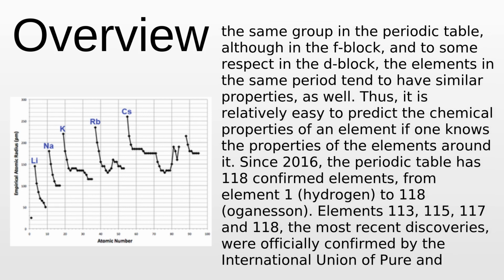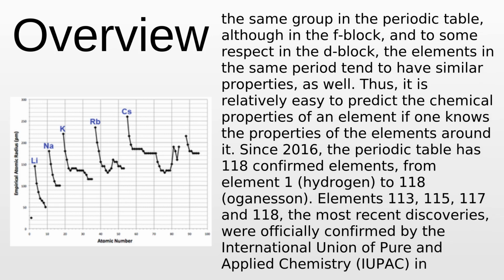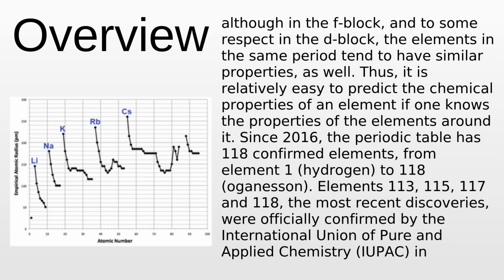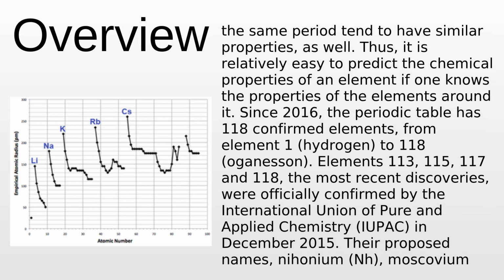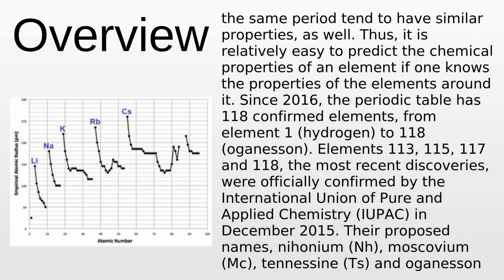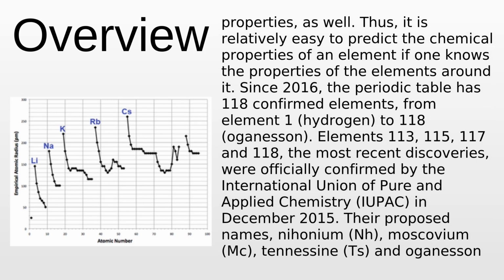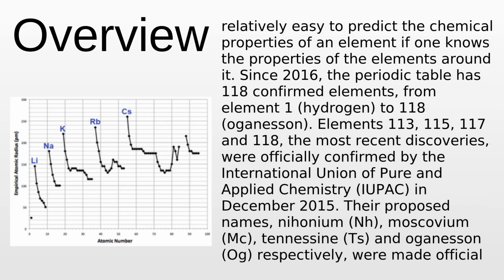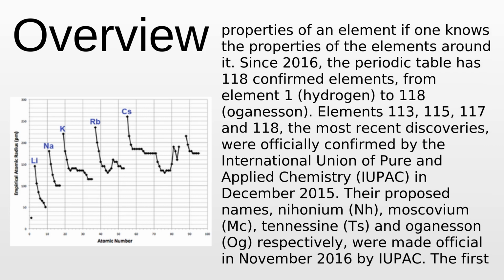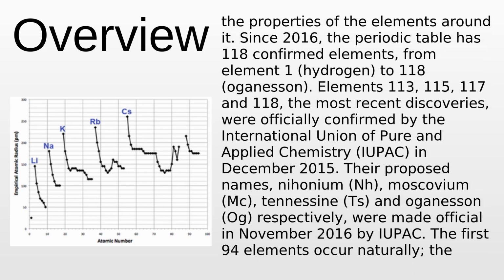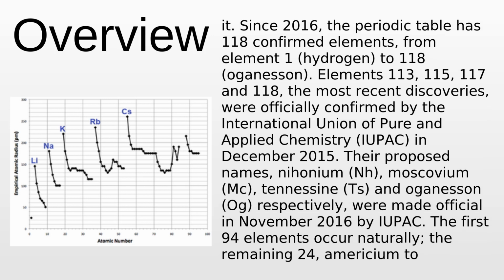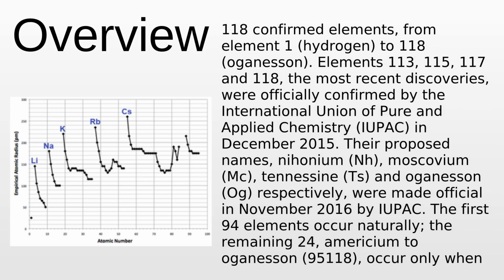Thus, it is relatively easy to predict the chemical properties of an element if one knows the properties of the elements around it. Since 2016, the periodic table has 118 confirmed elements, from element 1, hydrogen, to 118, oganesson, elements 113, 115, 117 and 118.